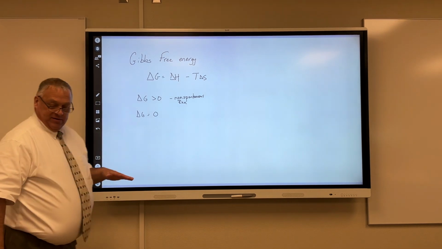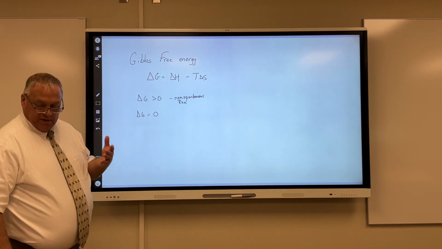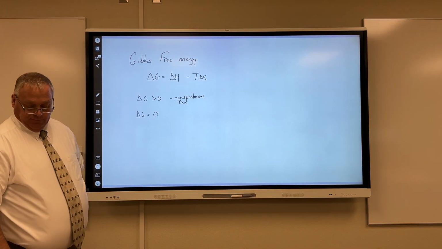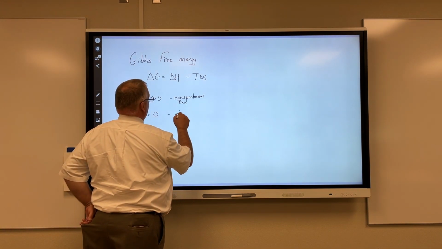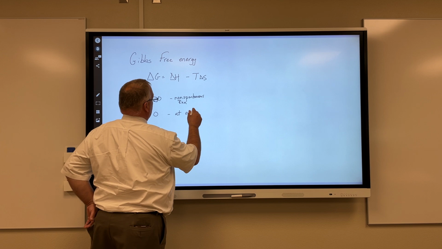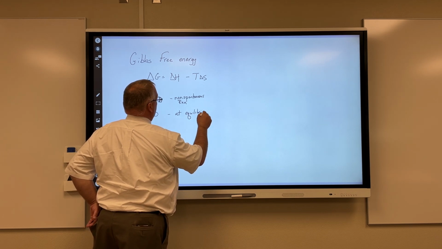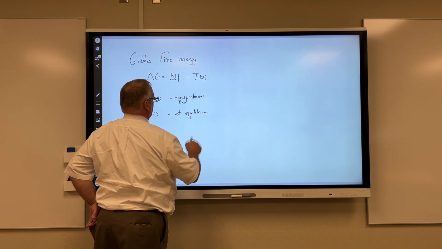So if we have a delta G equal to 0, what's going to happen? There's no reaction. No, we're at equilibrium. What is equilibrium?